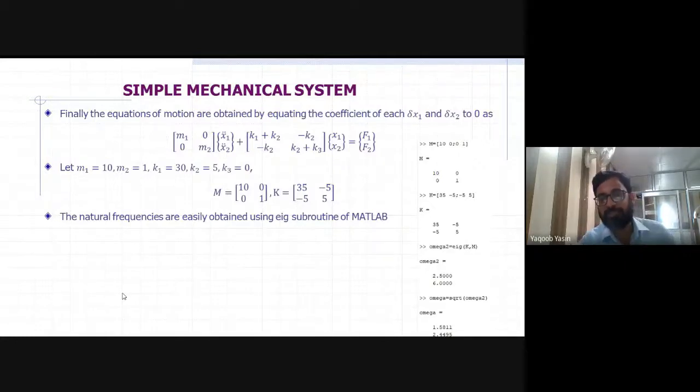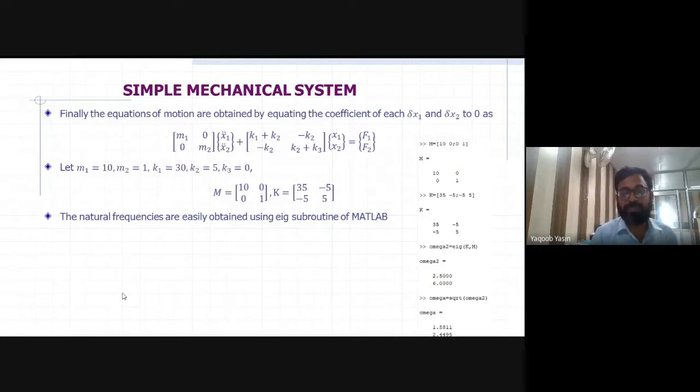So we simply define these matrices in MATLAB. M is equal to, we define this, K is equal to, we define this, then omega square is equal to eig of K and M. We can also find the eigenvalue of M comma K, but it gives you 1 by omega 1 square. So here the eigenvalues give you the squares of the frequencies, which are 2.5 and 6.0. Therefore, the actual natural frequency will be obtained by taking the square root of omega square.